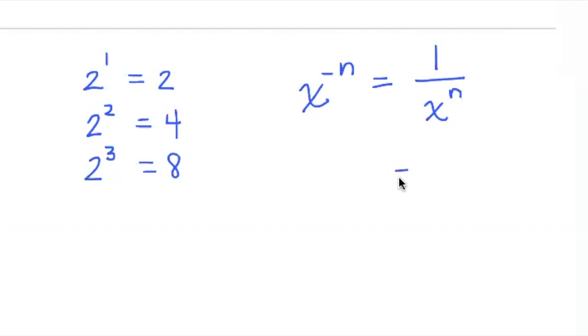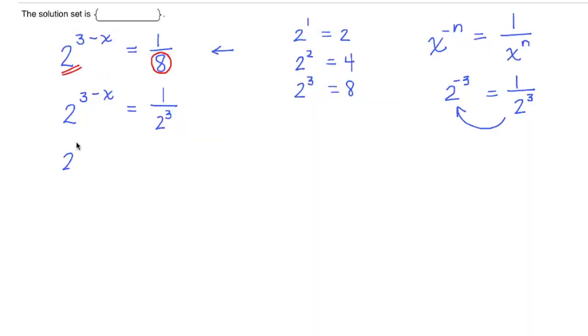So in my situation, I'm looking at 1 over 2 cubed, and I need to go back to writing it as just a single exponential expression. If you follow the pattern, this would have to be the same as 2 to the negative third power. So now that's how I will write the right-hand side. Once my bases are the same, ignore them, set the exponents equal to each other. And you'll notice here I have minus x.